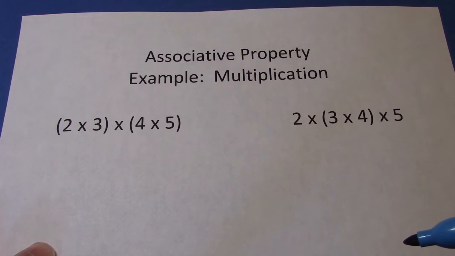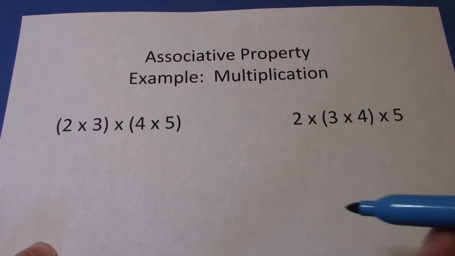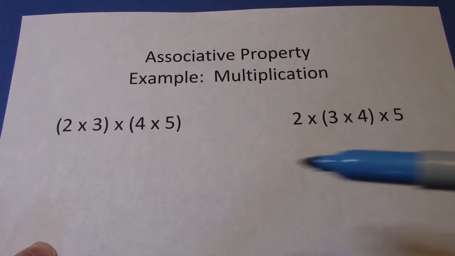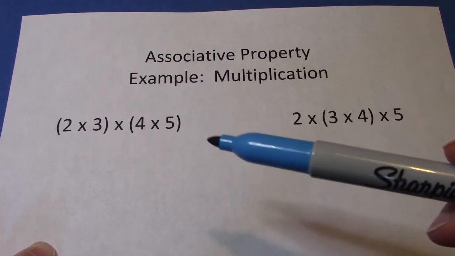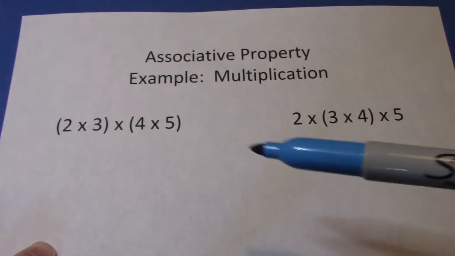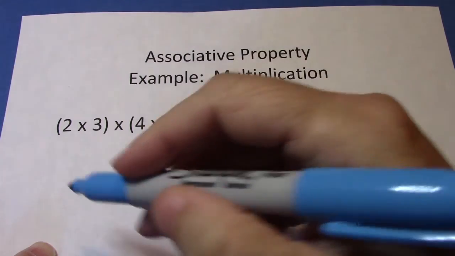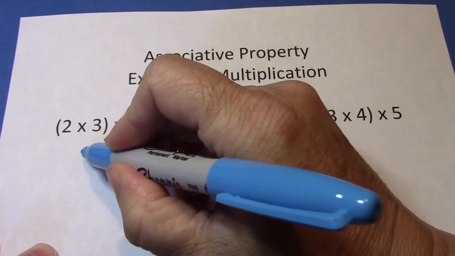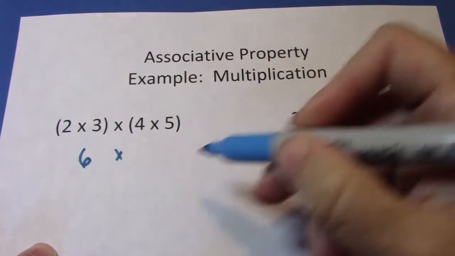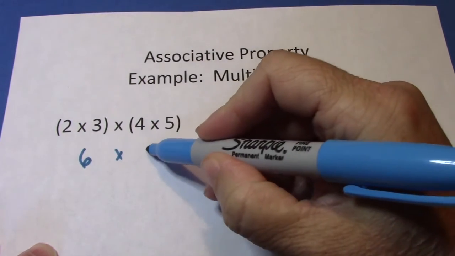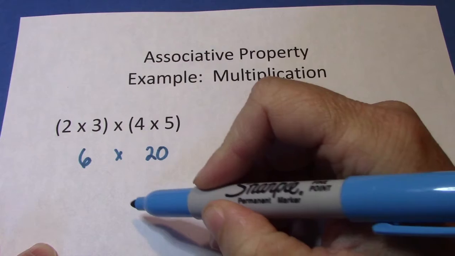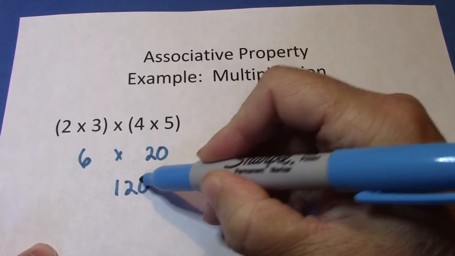And here's an example of the associative property with multiplication. Again, on the left and the right we've got the exact same numbers, 2, 3, 4, 5, and we're multiplying all of them, but we've got parentheses in different places. So starting on the left, we've got 2 times 3, that's 6 times 4 times 5, that's 20. 6 times 20 is 120.